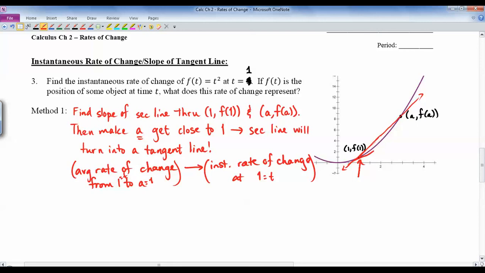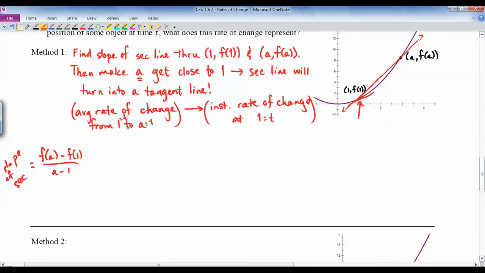Okay. So the slope of the secant line through those 2 points is f of a minus f of 1 over a minus 1. So that's the slope of the secant line. In order to get the slope of the tangent line, we're going to do this. Slope of tangent line at x or t equals a.